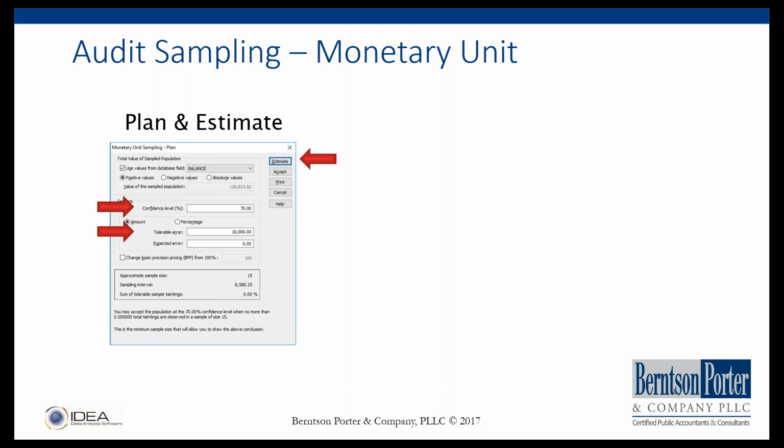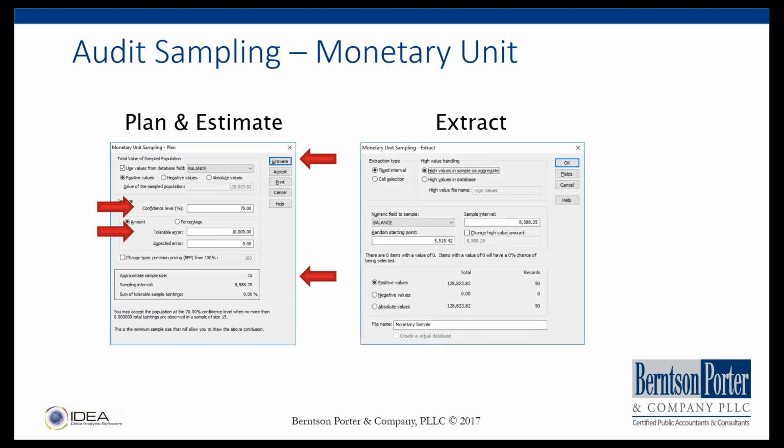And once you do that and you click accept, so you're like, okay, that'll make sense to me. I've estimated it. Now I'm going to accept it. It's going to bring up this extract window. And you can tell IDEA how you would like to extract, if you want to do a fixed interval or a cell selection. I think by default, fixed interval is the general approach. I haven't done much with cell selection because I haven't run into errors with fixed interval selection.